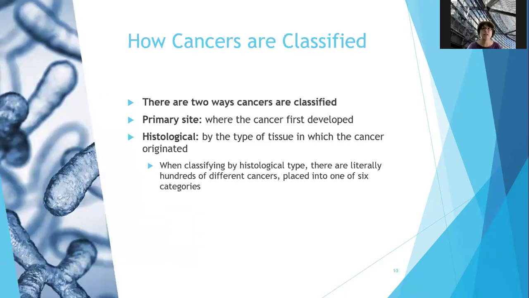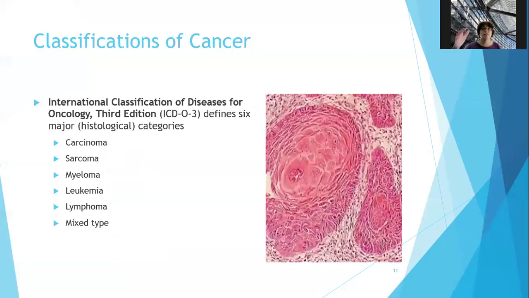So cancers are classified by the primary site where the cancer first developed. So if you say breast cancer, that just means the primary site where it first developed. Or histologically, by the type of tissue where the cancer originated. So that's like adenocarcinoma or sarcoma. Adenocarcinoma originates in a gland, and sarcoma originates in connective tissue. When you're classifying by histological type, there are hundreds of different cancers, but they are usually placed into one of 6 categories. These are the 6 categories: carcinoma, sarcoma, myeloma, leukemia, lymphoma, or mixed.